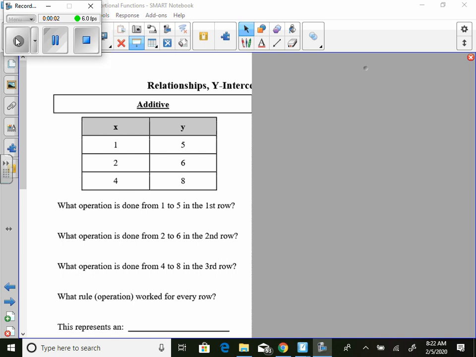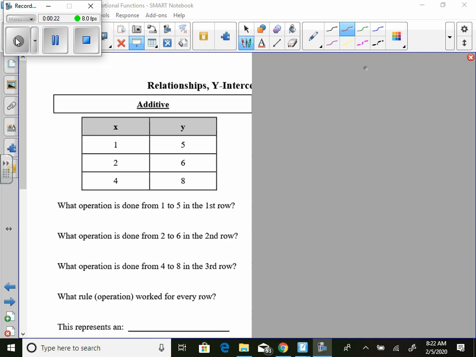Hello, class. Over the past couple of days, we've talked about both additive and proportional relationships. So today we're going to take it a step further and talk about how to determine if a table, graph, or equation is additive or proportional. So let's first look at additive.